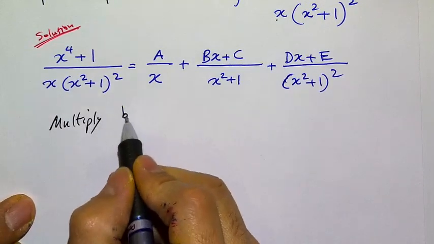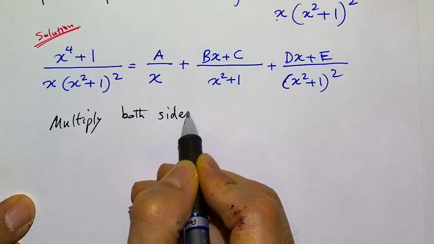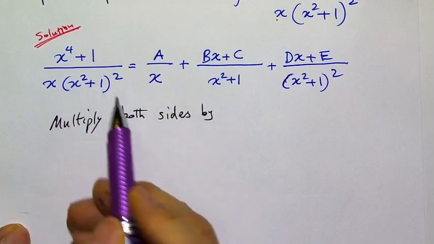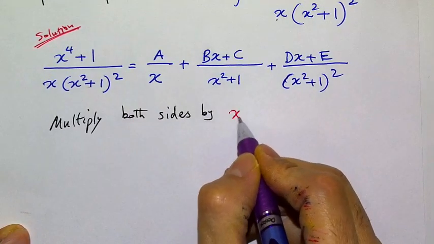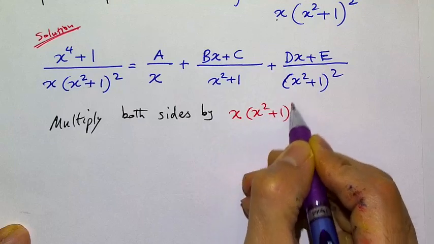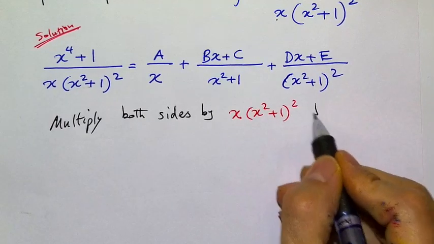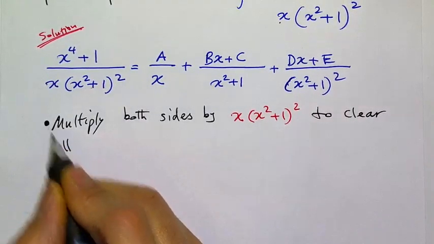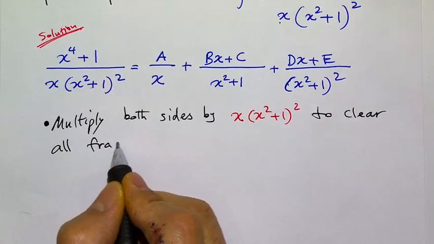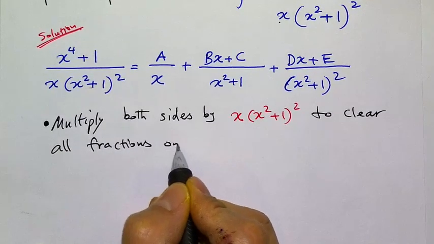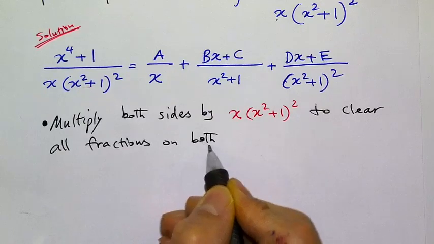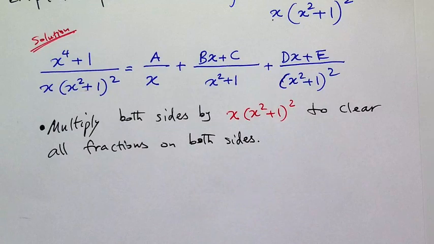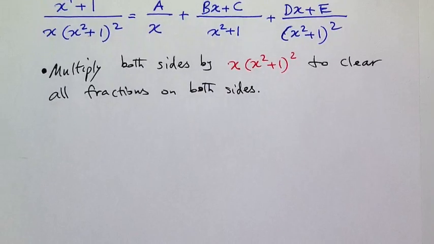So we multiply both sides by the factor, which will clear all fractions on both sides, right? x times (x squared plus 1) squared, to clear all fractions on both sides. Okay. So let us do that.